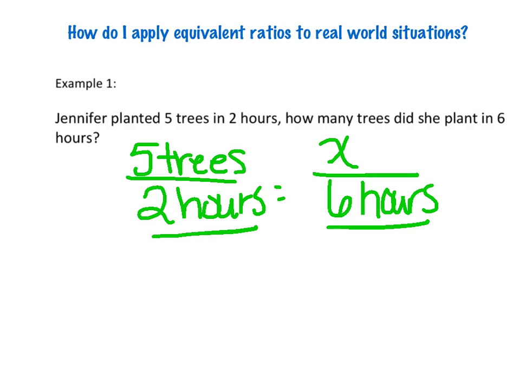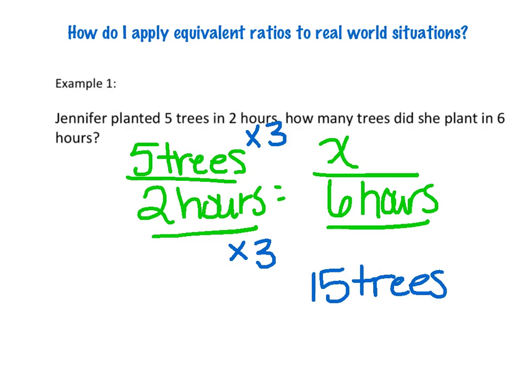In this case, it's kind of easy for us to see how did I go from 2 hours to 6 hours. Well, I multiplied it by 3. So if I do that on the bottom, I have to do that on the top, meaning that I can plant 15 trees in 6 hours.